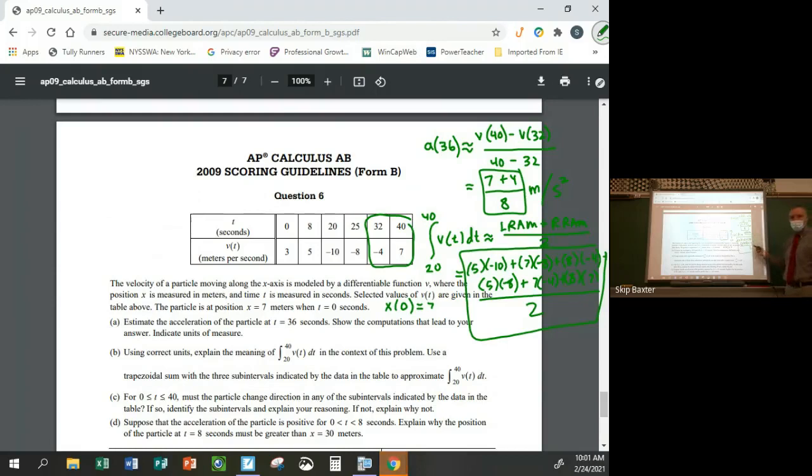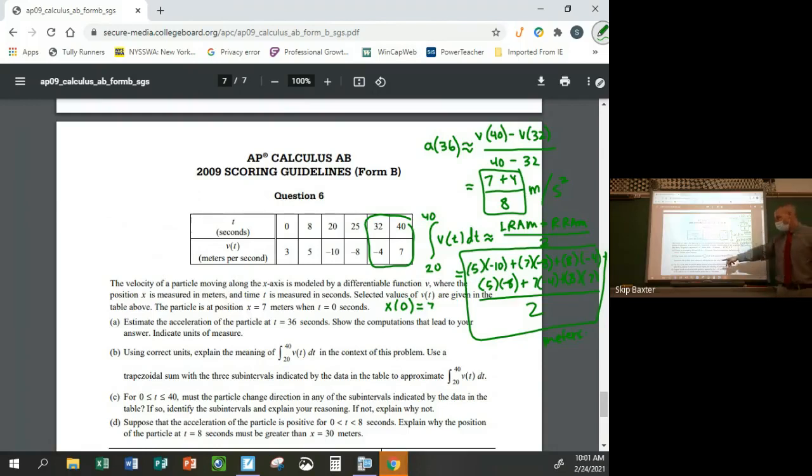Done. What are the units? Meters. Don't do this arithmetic, because if you make a little tiny mistake, you don't get that point, right?